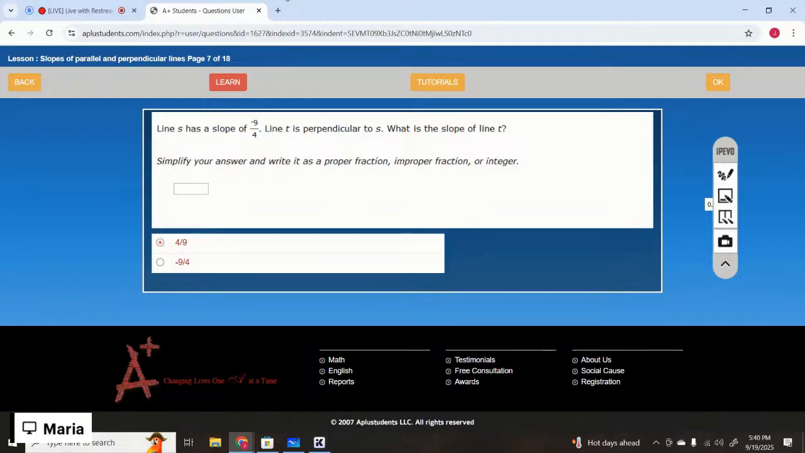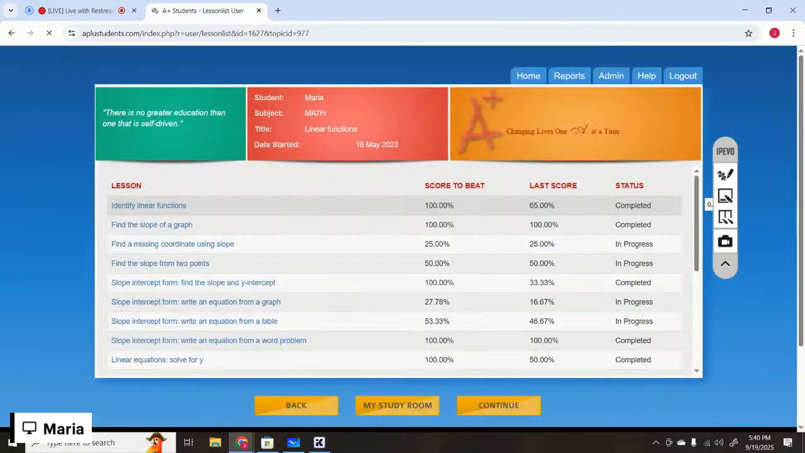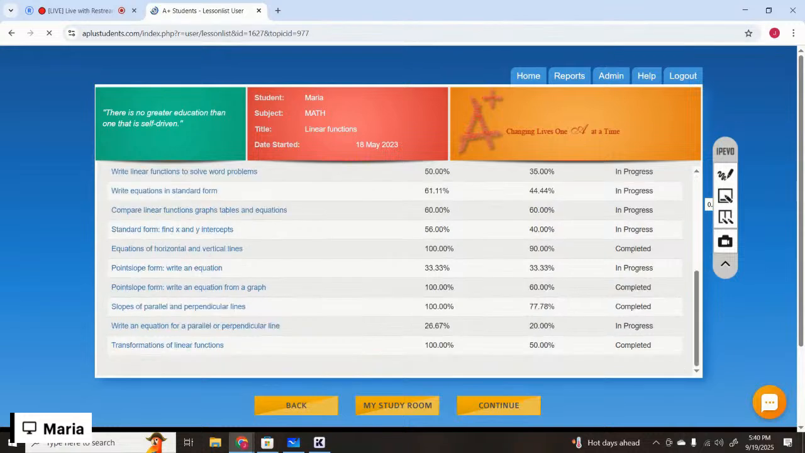Okay, you can complete the lesson by yourself here today. So we were working on grade 9 math. We were working on linear functions, slope form, writing an equation from a graph, and slopes of parallel and perpendicular lines.